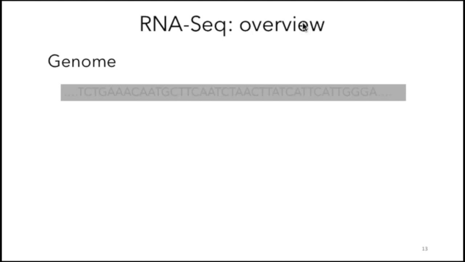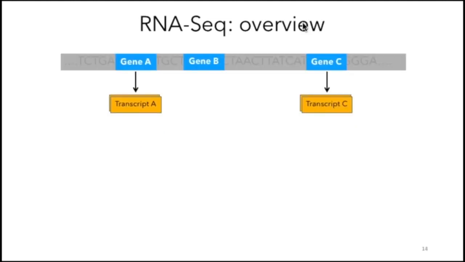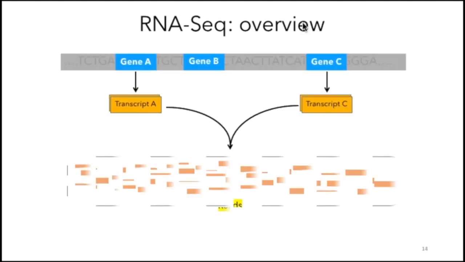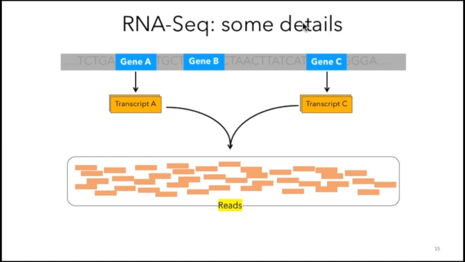So as you know, there's a genome, and then we have a gene A and gene B. And those genes, some are going to be expressed, some are not going to be expressed, right? So when we have the sequencing data, we're looking at reads, and those reads represent multiple genes that are being expressed. Now, in reality, this is a little bit more complicated.